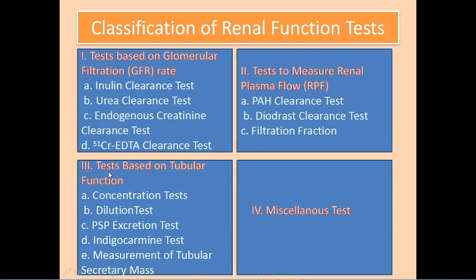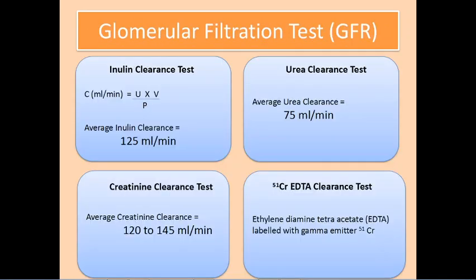The third way of classifying function tests is tests based on tubular functions. It includes the concentration test, dilution test, PSP excretion test, indigo carmine test, and measurement of tubular secretory mass. The fourth includes other miscellaneous tests. These are the ways we can classify the renal function test.